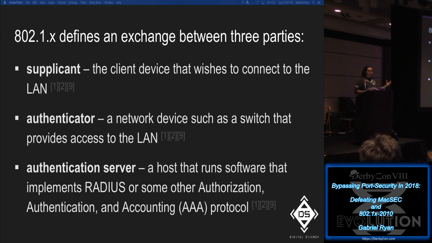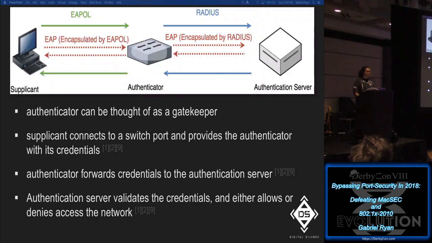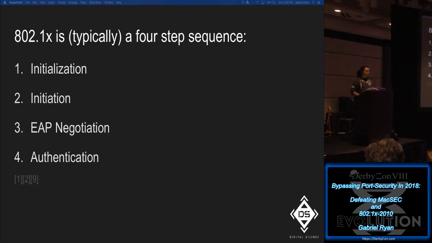And the authentication server is this host that's chilling in the background, and it's actually making the final decisions as to what gets to connect to this network and what does not. And it's usually running Radius or some similar AAA protocol to do that. So you can think of the authenticator once again as a gatekeeper. The supplicant's going to connect to it and provide it with a set of credentials. The authenticator is not going to know what to do with these, so it's just going to forward these on to the authentication server, which is going to validate the credentials and either allow or deny the device access to the network. Typically 802.1x is a 4-step sequence, in like 99% of cases.